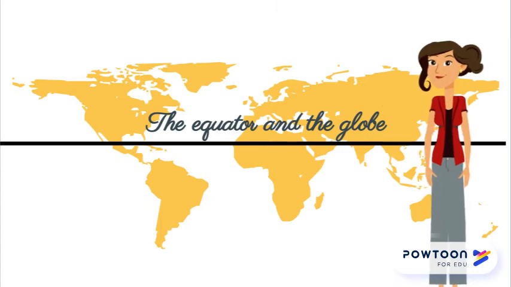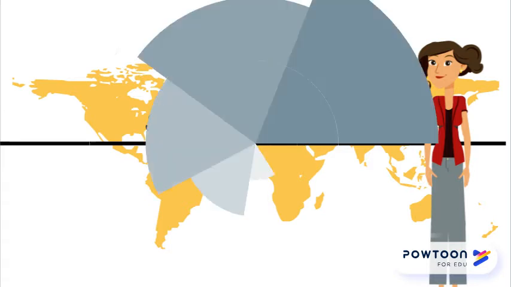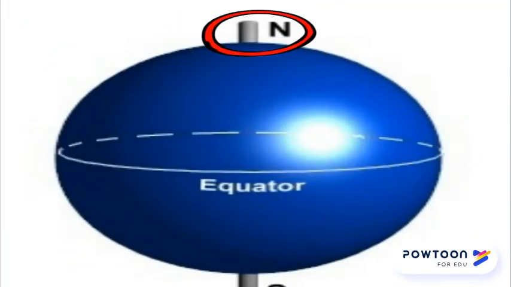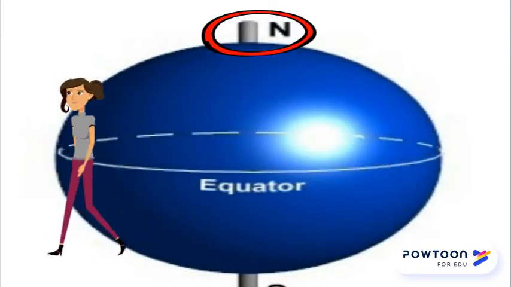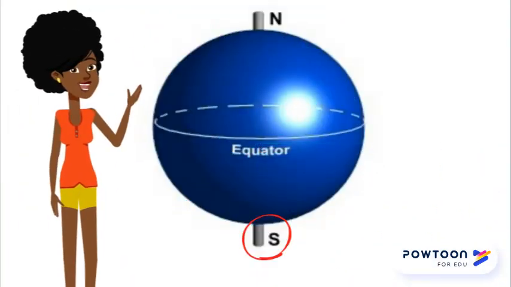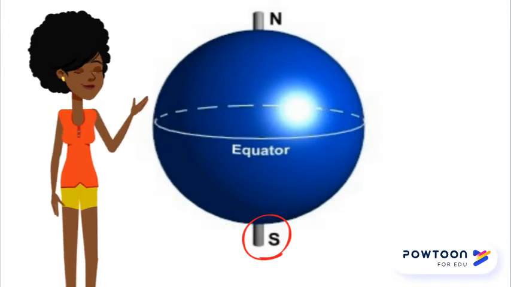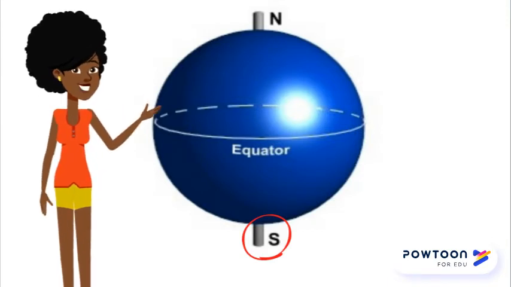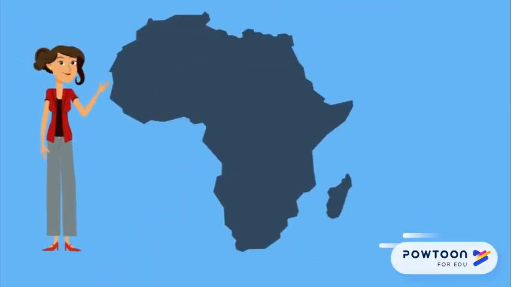At the opposite end of the earth are the poles. On a globe, the poles are found where the axis comes out of the globe. The North Pole is the pole on the north side of the equator. The South Pole is the pole on the south side of the equator. The poles are points. Now, wizards, let's continue to look at Africa, our continent.